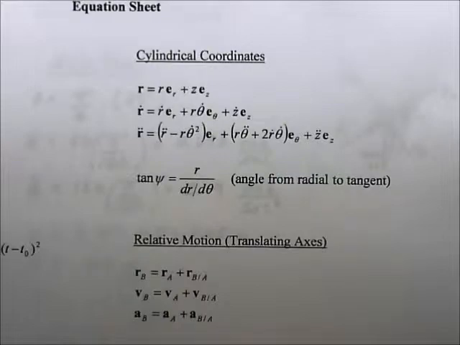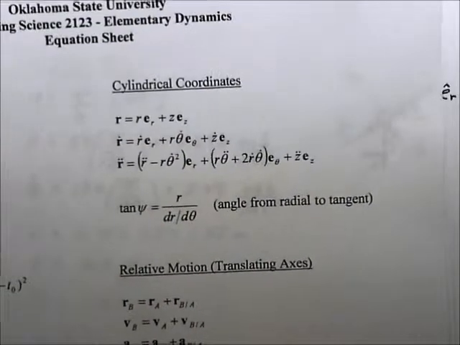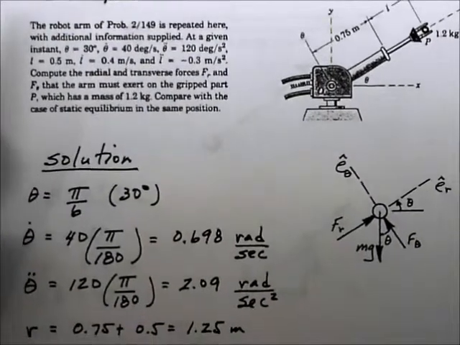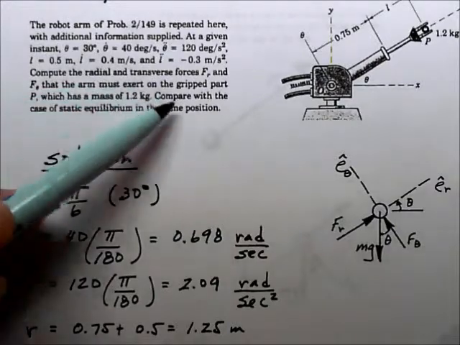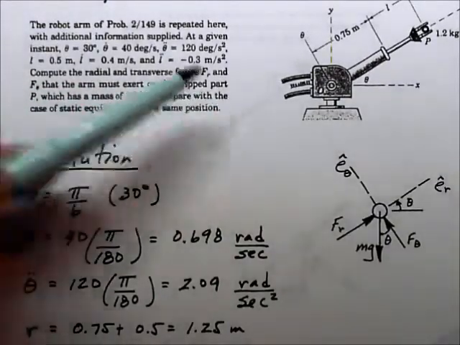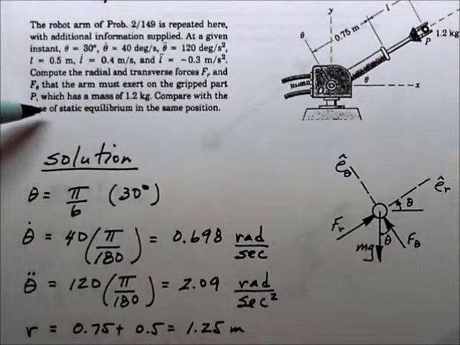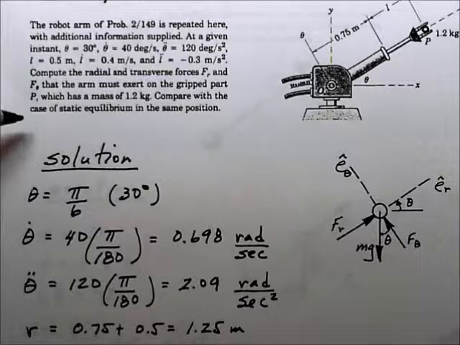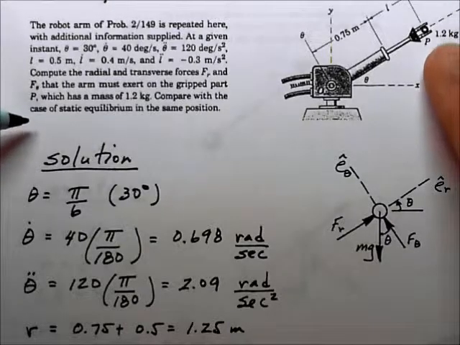and then should be able to compute whatever is necessary from the kinetic side of the problem. And so what were we asked to compute? Let's go back there. Compute the radial and transverse forces that the arm must exert on the gripped part P, which has a mass of 1.2 kilograms, and compare with the case of static equilibrium in the same position. So how much force do we have to apply because we are accelerating?